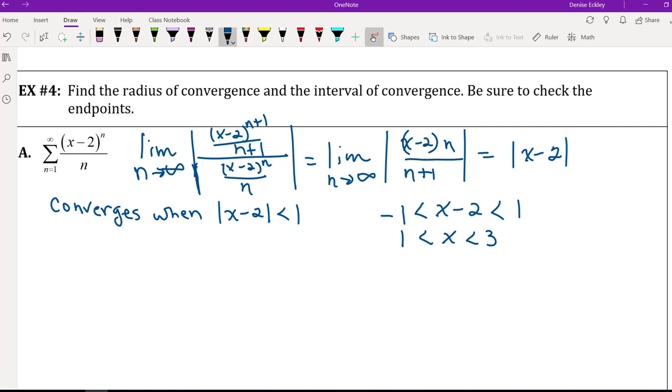So to find our radius of convergence, let's do that first because that's easier. We don't really have a lot of work to do for this. Remember, that's the total length of the convergence interval. It is going to be half the length of the interval, because the radius is just half.